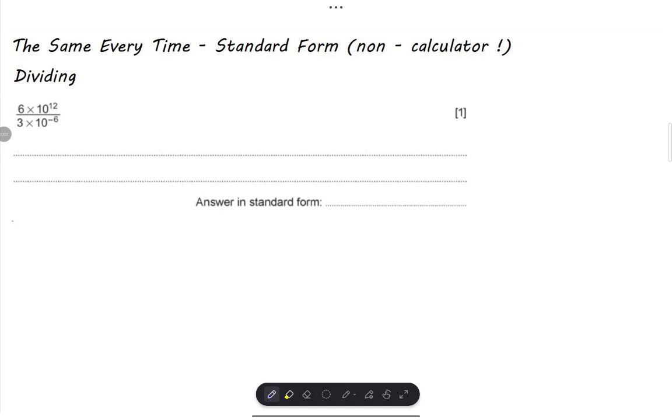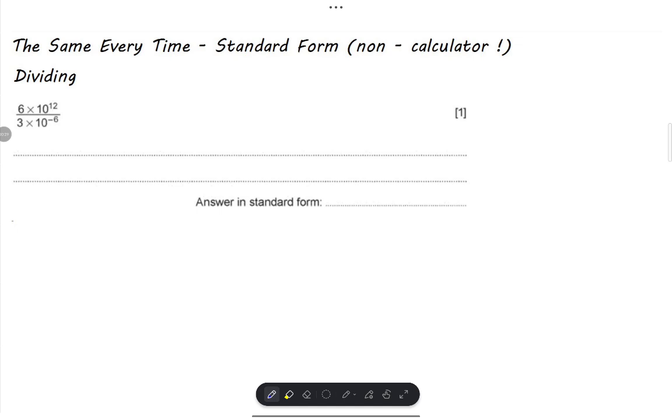GCSE Maths, looking at the kind of questions that, apart from the numbers, are the same every time. We're still looking at standard form, calculations with standard form, trying to do these non-calculator. And in the last video, I hope you watched that one, we looked at multiplying with standard form. Now we're going to be looking at dividing.